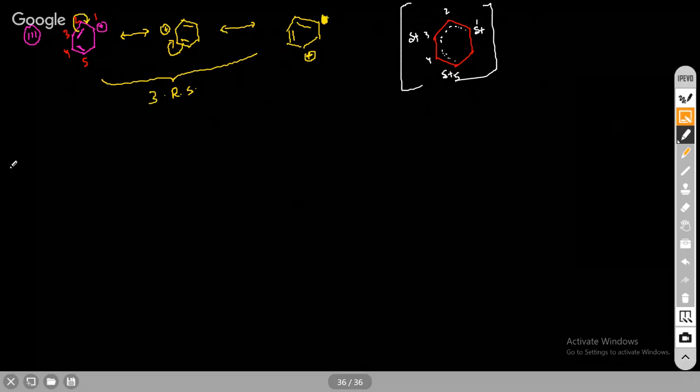Is it clear? Can you draw the resonating structure of this molecule? First, you check whether resonance is possible or not. If it is possible, then draw the resonating structures and tell me how many resonating structures are possible.